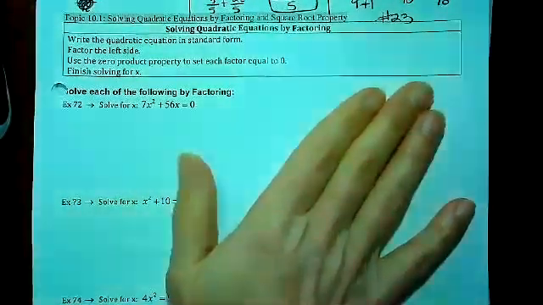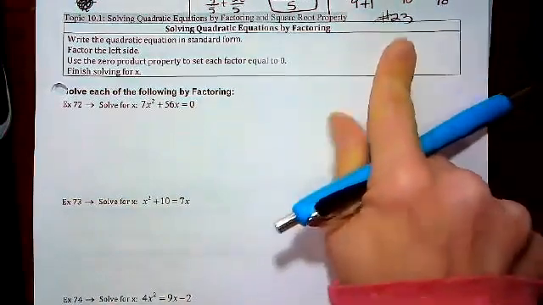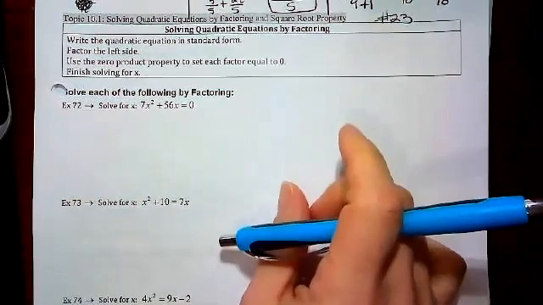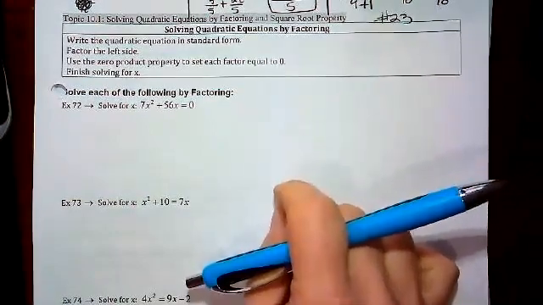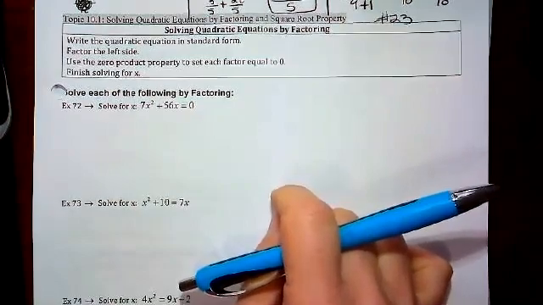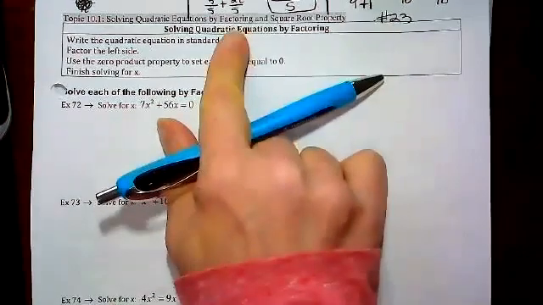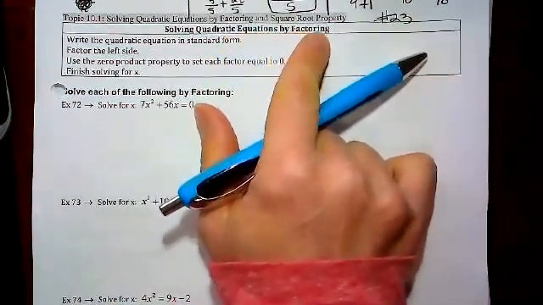This is the lecture video over your topic 10.1, which goes with your assignment number 23. We're going to start talking about, in the chapter 10 stuff, solving quadratic equations in different ways. In this lesson, you learn two different ways. We learn solving quadratic equations by factoring and also solving quadratic equations by using the square root property.